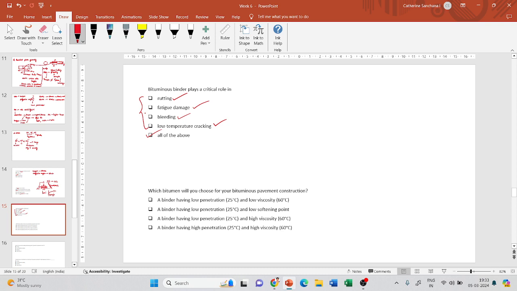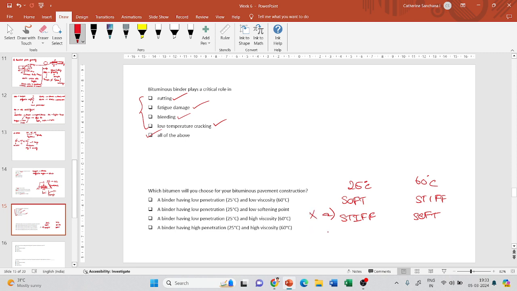Okay, then moving on to the next question: which bitumen will you choose for your bituminous pavement construction? A bitumen having low penetration at 25 degrees Celsius and low viscosity. So what do I want from bitumen? At 25 degrees Celsius, 60 degrees Celsius, it should be soft and stiff. So what does my A say? It has low penetration. Low penetration is stiff, and low viscosity. Low viscosity is soft.